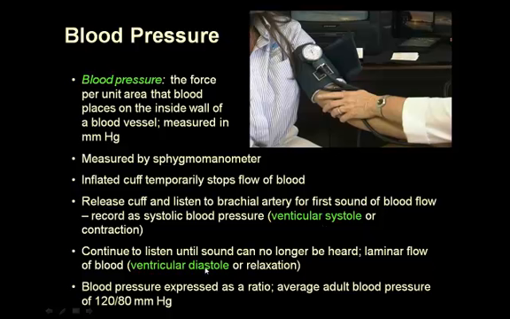They then continue to listen until that forceful sound can no longer be heard. This is now laminar flow of blood, and this is known as ventricular diastole or relaxation. So essentially what you're measuring when you measure blood pressure is your ventricular contraction, which is the top number, and your ventricular relaxation, which is the bottom number. Blood pressure is expressed as a ratio, and the average blood pressure is 120/80, 120 being your ventricular systole number, or the forcefulness of your ventricular contraction, the bottom number being the force of blood on the inside of your vessel wall when your ventricles are relaxing.